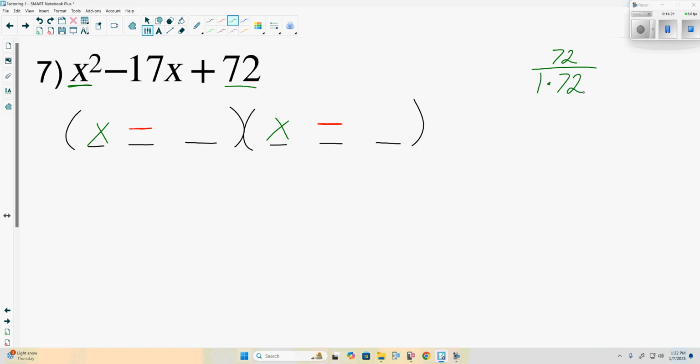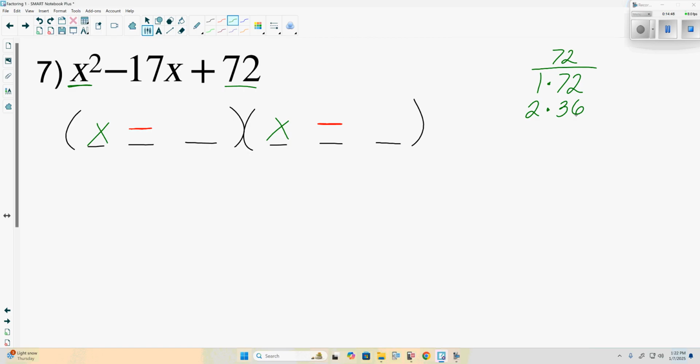And again, I always start with 1 and 72 and just start going up from there just to make sure we don't miss any, because it's easy to miss some if we're not paying attention or just not looking for them. Because 1 and 72 work, 2 and 36, because 2 is going to be a factor since it is an even number. Is 3 a factor?